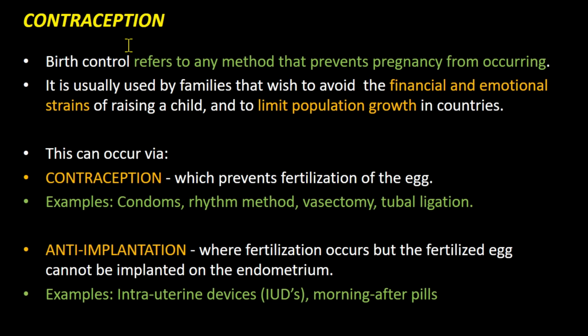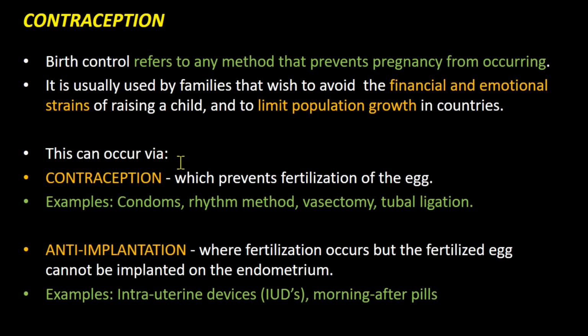Contraception, also called birth control, refers to any method that prevents pregnancy from occurring. So why would you want to do that? It was basically used by families that wish to avoid the financial and emotional strains of raising a child. Raising a child is not easy. But it's also used to limit population growth in countries and combat overpopulation.